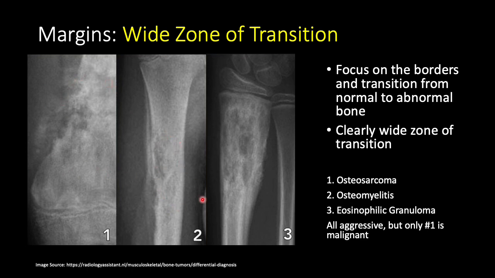This one's an infection, and this one's an eosinophilic granuloma, which is basically a bone manifestation of a disease in mostly pediatric patients called Langerhans cell histiocytosis, which is beyond the scope of this talk, but just something to show the aggressiveness on these 3 images.